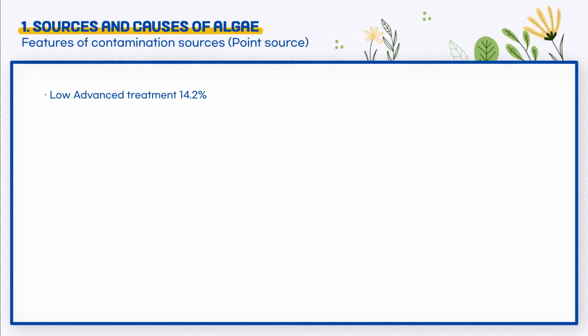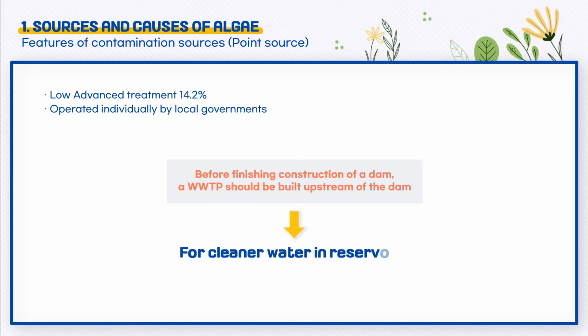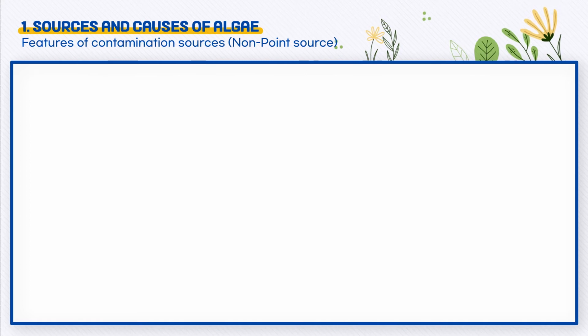Furthermore, the number of advanced wastewater treatment plants for treating point source pollution is low, and they are operated individually. As such, wastewater treatment facilities should be built upstream of dams before constructing the dam to ensure point source pollution is treated, which will improve the quality of source water being impounded in a reservoir. Next, let's take a closer look at non-point source pollution.